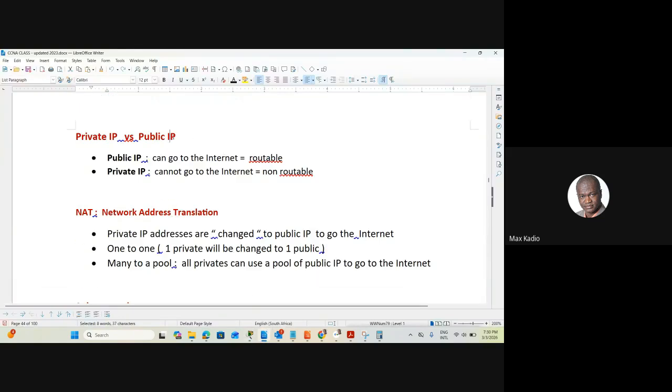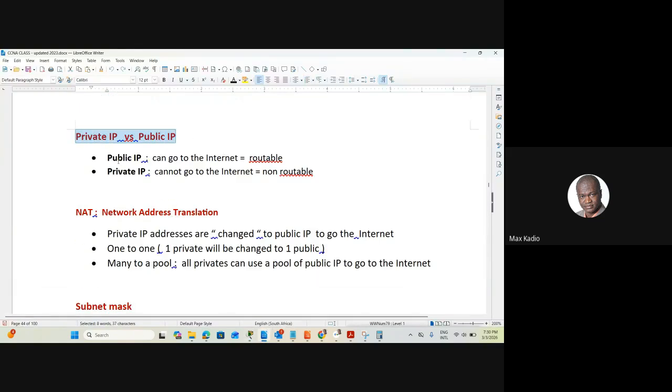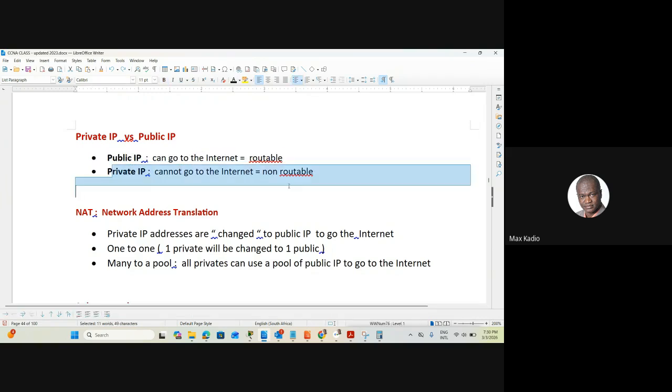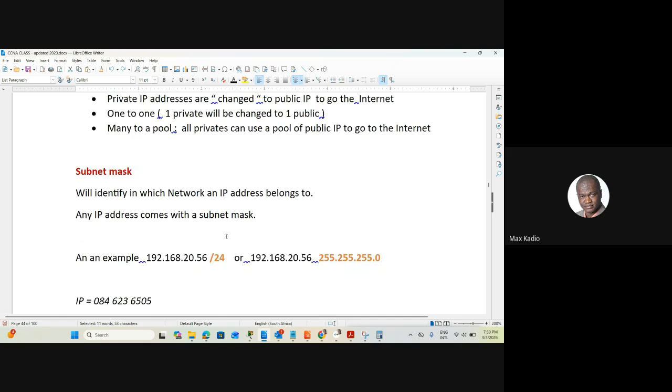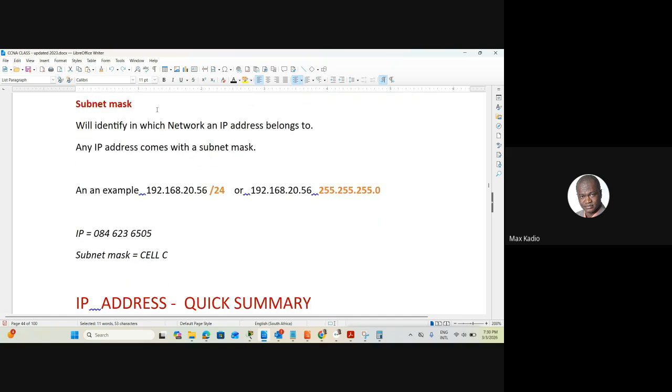So IP addresses, we have public and private. Public can go to the internet. Private cannot go to the internet. We'll do a lot of revisions, so no worries. Today is subnet mask. We'll identify in which network an IP belongs to.